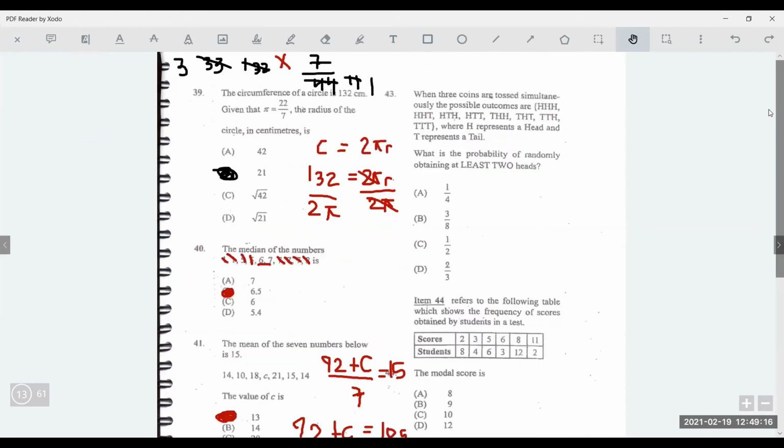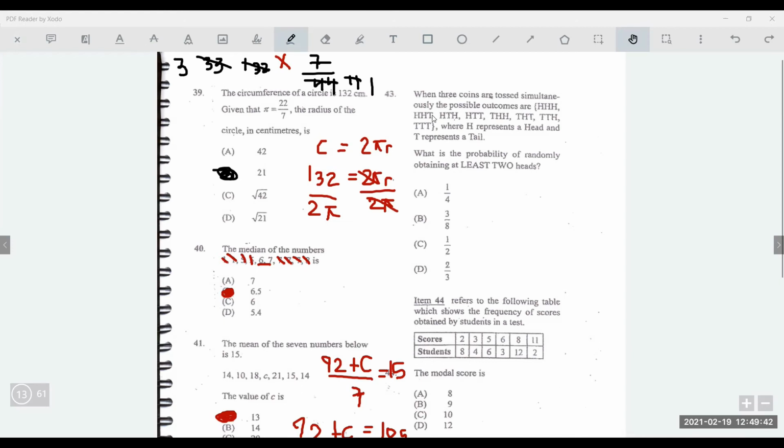Question 45 says, when 3 coins are tossed simultaneously, the possible outcomes are HHH, HHT, HTH, HTT, THH, THT, TTH, TTT, where H represents head and T represents tail. What is the probability of obtaining at least 2 heads?